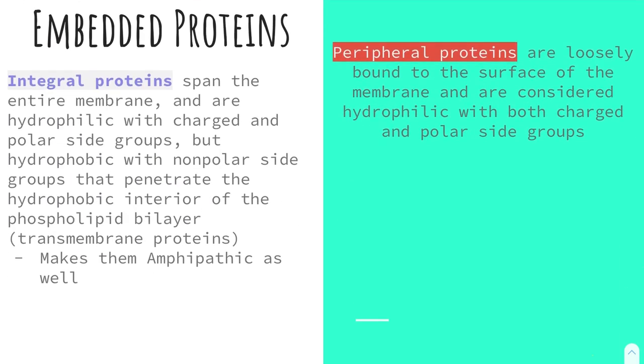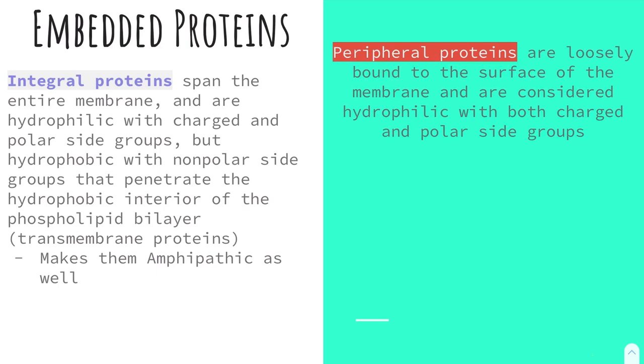Finally, we have the embedded proteins. Integral proteins, which are one type of embedded protein, span the entire membrane and are hydrophilic with charged and polar side groups, but hydrophobic with nonpolar side groups that penetrate the hydrophobic interior of the phospholipid bilayer, also known as transmembrane proteins. This makes them amphipathic as well, because they fit the criteria of both hydrophobic and hydrophilic.